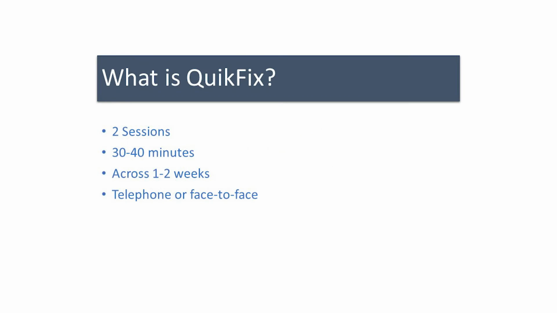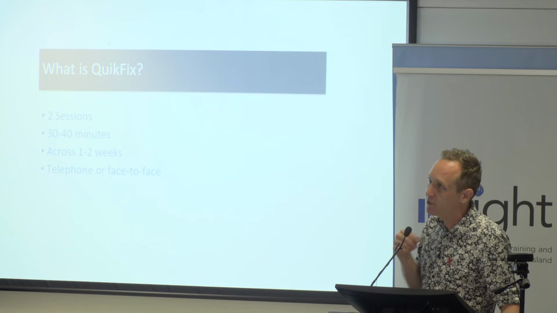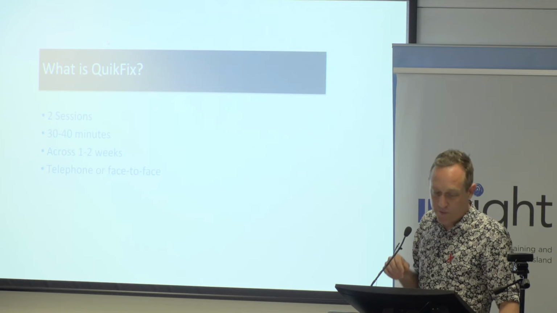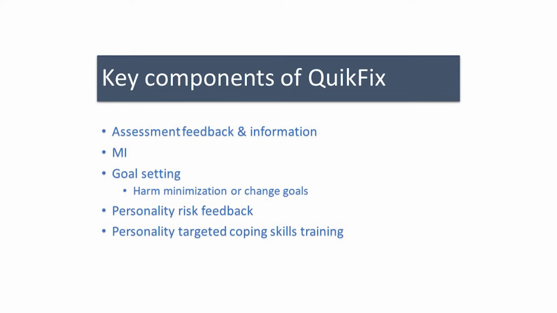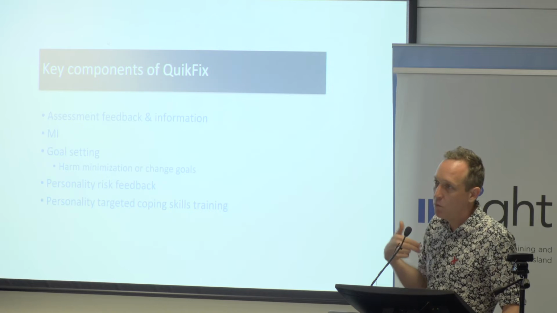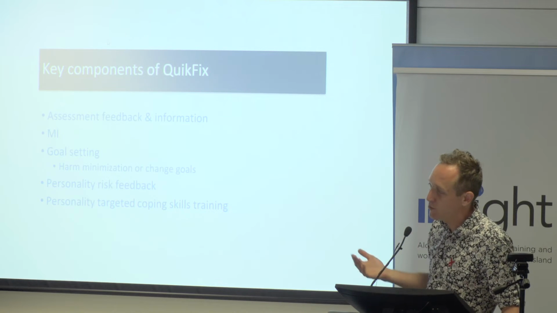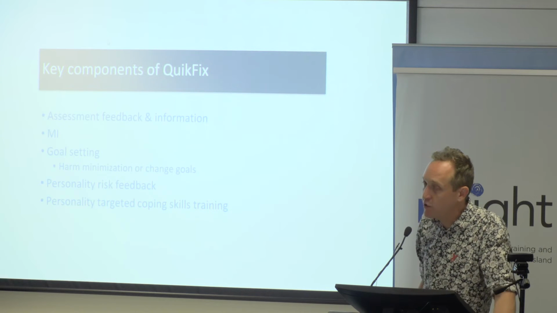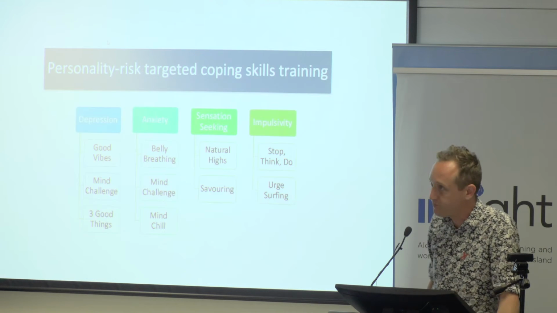So looking at those, they would use a screen, a substance use risk profile, to work out what sort of personality type that individual is or that young person is, and then conduct two sessions, an initial session and a follow-up session, 30 to 40 minutes either face-to-face or over the telephone. So it has the key kind of ingredients of a brief motivational interview. There's the initial assessment and feedback, so motivational interviewing skills, goal setting, particularly for harmonisation or change, some personality risk feedback, so that's a little bit different around what your personality type means that your risks or your vulnerabilities are, and coping skills based on that personality type.